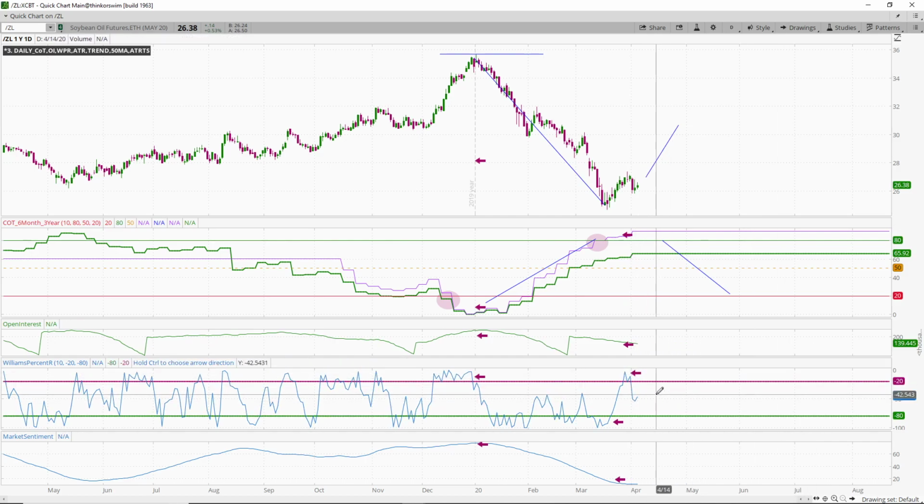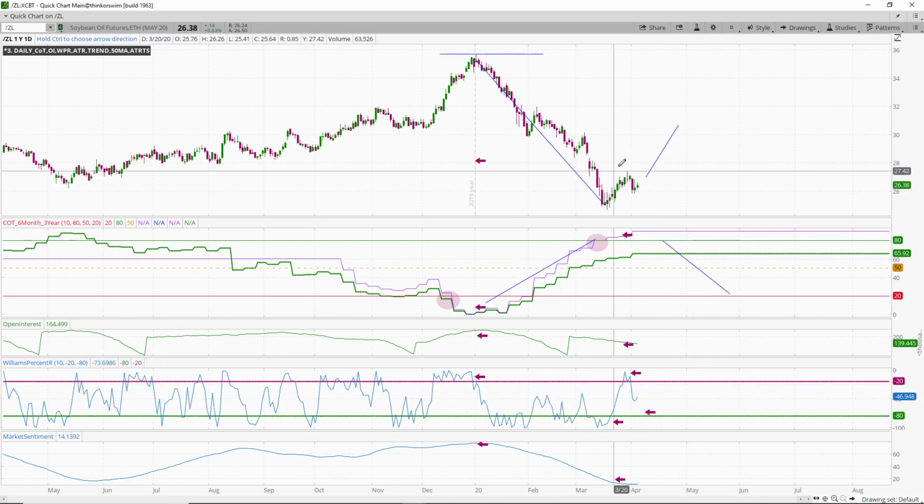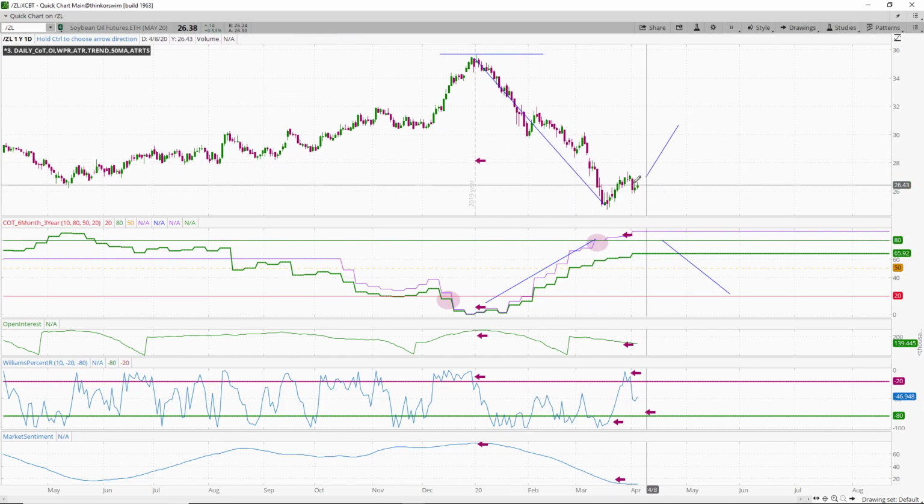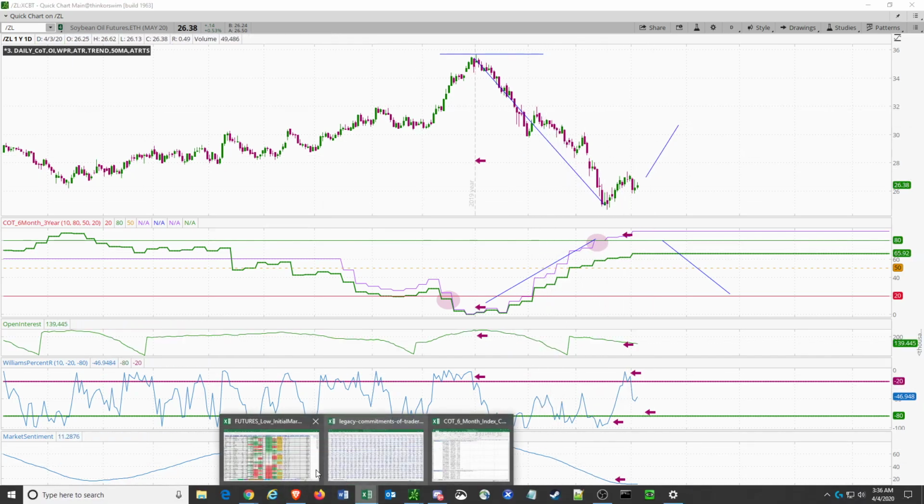WPR is in this overbought territory, but will it get down this far to give us an indication that we want to get on the side of the trade? I will drill down your lower time frames and see if you can find a really good opportunity to get into this trade. And we're going to do a video on soybean oil because I like this chart. Moving along.